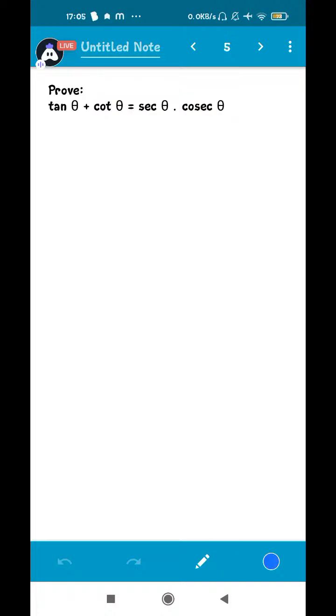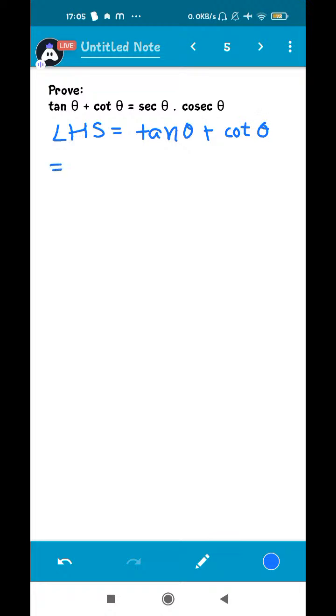If both the sides look simple, we can start with either of the sides and eventually we can prove the other part. The more you practice, the more you become accustomed to these types of questions, and as soon as you see the question, you are able to identify that okay, I have to do it in this way. So a lot of practice is essential. So let's begin with LHS here. In LHS we have tan theta plus cot theta.